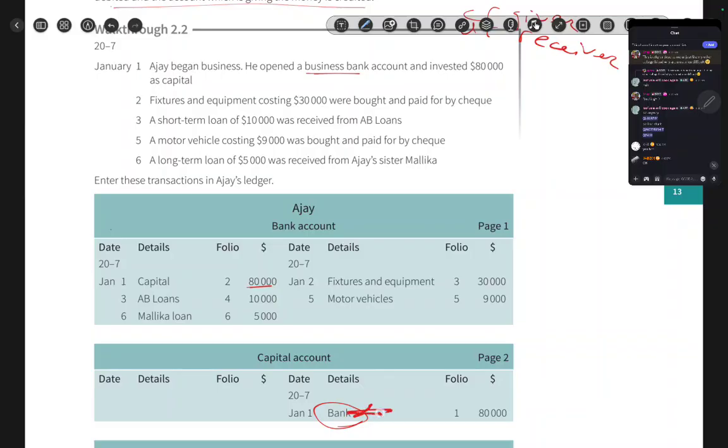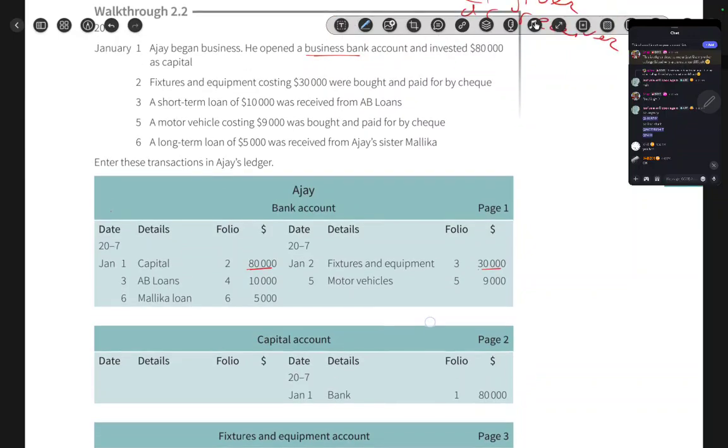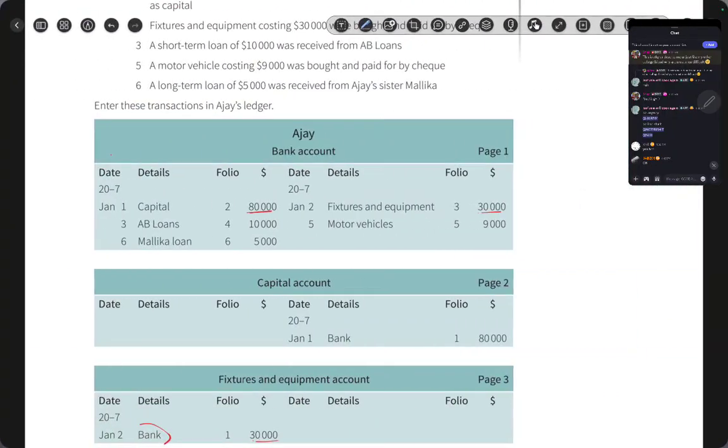All right. Second. Fixtures and equipment, 30,000 were bought and paid for by check. Your total bank balance reduces. You put fixtures and fittings here for 30,000. You go to the fixtures and equipment account. Your total fixtures and equipment increases, and that's 30,000 over here on the debit side. What's causing it to increase? Your bank is causing it to increase.